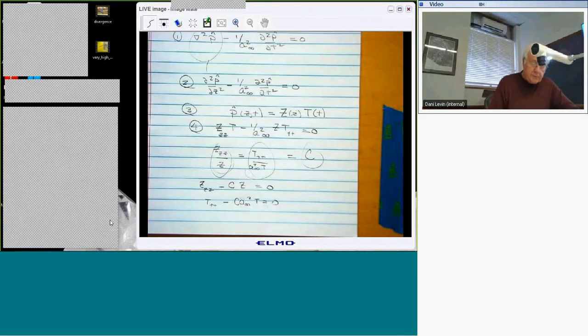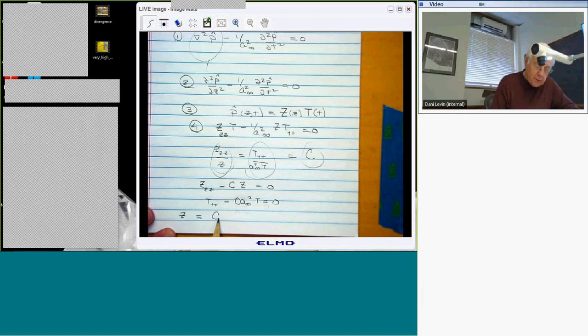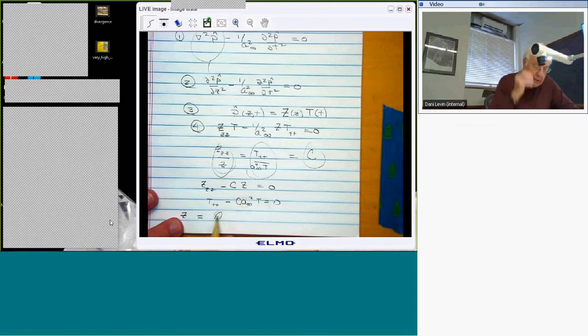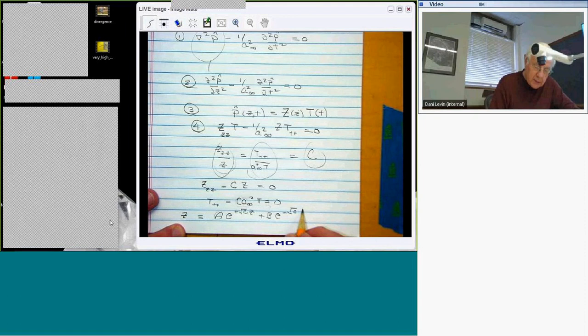Okay. Now what are we going to do? Well, we can solve these equations, right? What's Z equal to? It's going to be some constant, call it C. Oh, no, I don't want to call it C because I've used C for that constant. I'll call it A. A e to the plus square root of C Z plus B e to the minus square root of C Z, right?